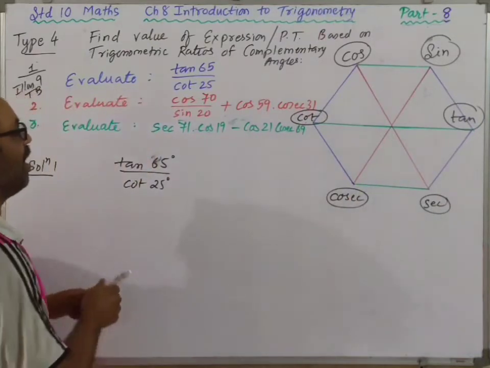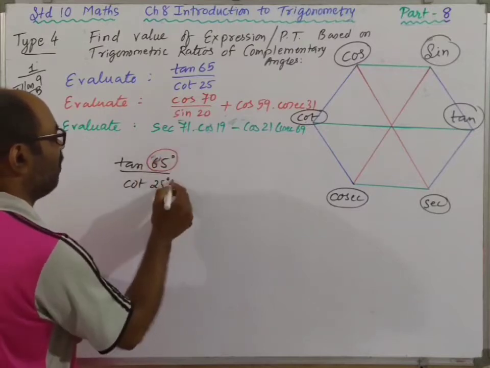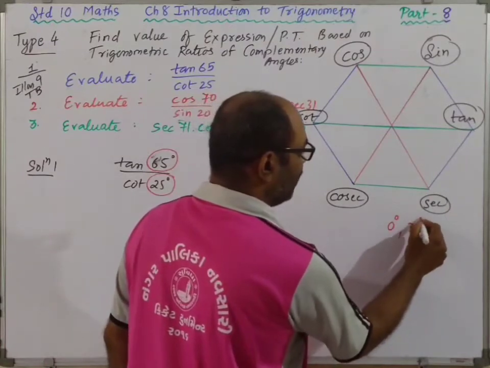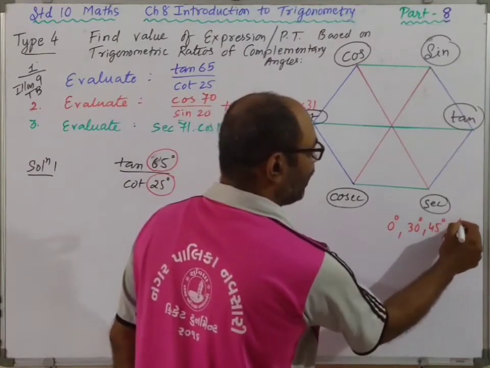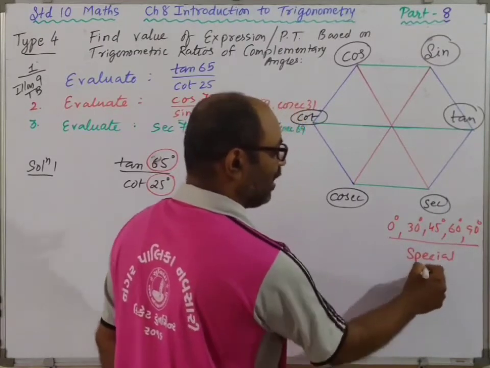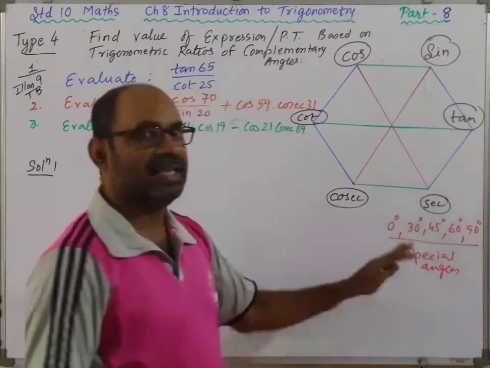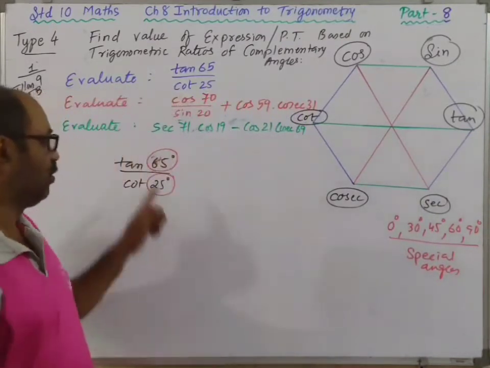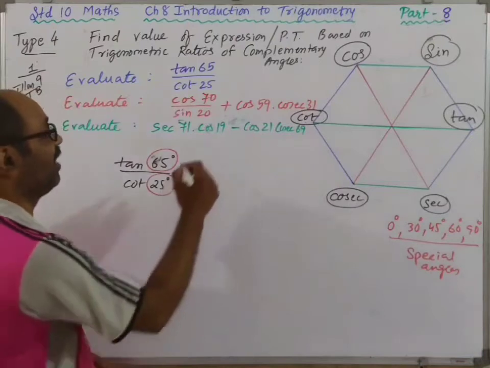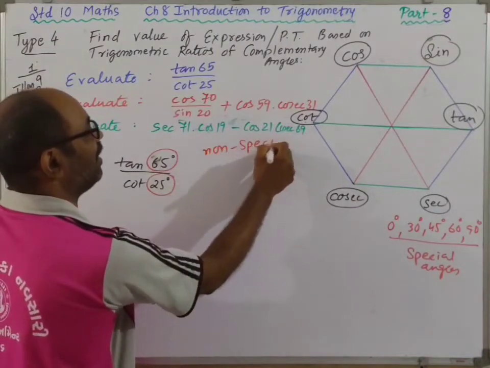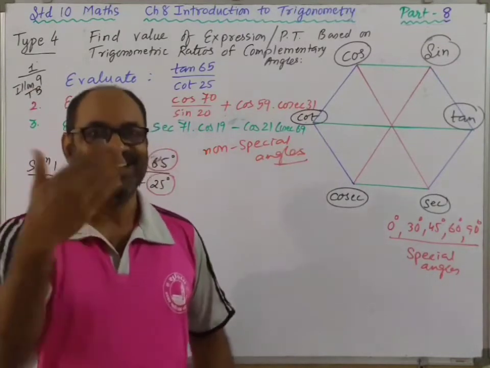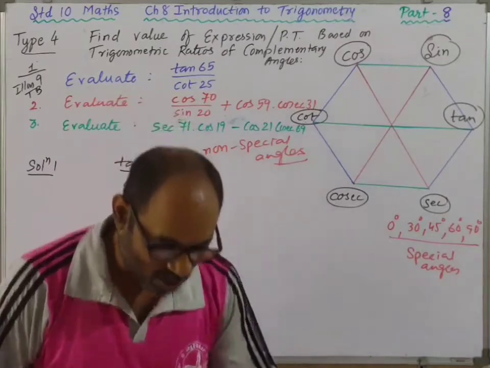So you see the measures of angles given, 65 and 25. You know the special angles are 0 degree, 30 degree, 45 degree, 60 degree and 90 degree. These are special angles, and all other angles other than these are non-special. So 65 and 25 don't fall here. So they are non-special angles. Whenever we have to deal with non-special angles, we are going to use trigonometric ratios of complementary angles.